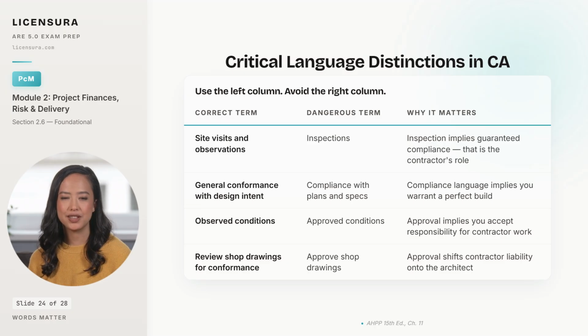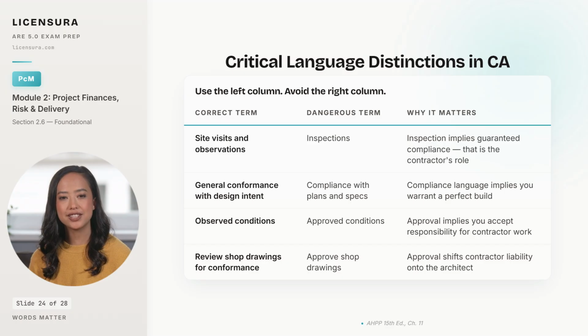General conformance with design intent is the correct term. Compliance with plans and specs is the dangerous term, because compliance is an absolute standard that no real-world build will fully meet. And the moment you certify compliance, you have warranted perfection. Observed conditions is the correct term in field reports. Approved conditions is the dangerous term, because approval language implies you accept responsibility for what the contractor built.